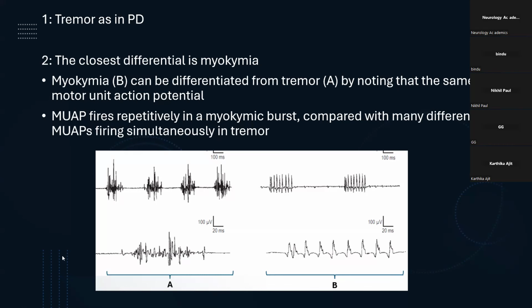The type of motor units you find will keep changing in case of tremor. The groups of motor units are individually spread out, and you will see that the MUPs will be different types. The numbers may be different, but the composition will be about the same in case of myokymia.